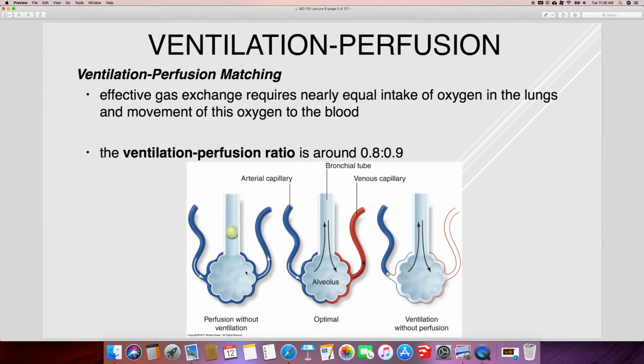Ventilation-perfusion matching. So in order for gas exchange to be effective, we want to move roughly the same amount of oxygen into the lungs that we move into the blood. Okay, and that's the idea of ventilation-perfusion matching. It's not a perfect process. The ratio is about 0.8 to 0.9. You don't need to worry about that number. Just understand that we want roughly the same amount of oxygen coming into the lungs as we pass into the blood.